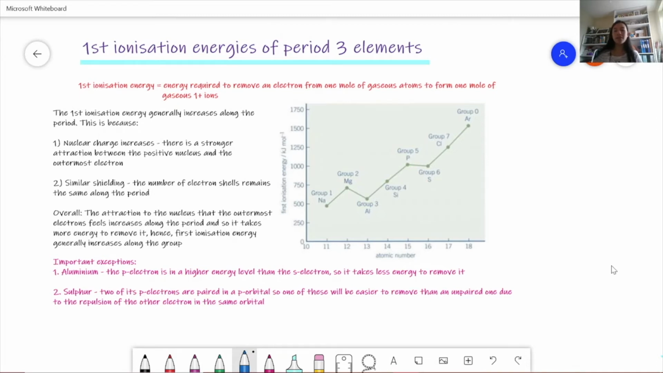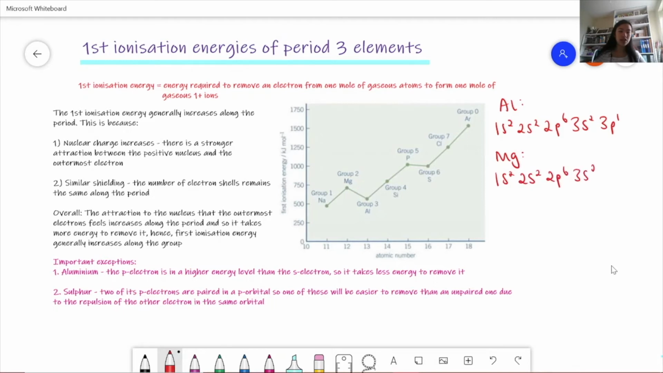So first we have aluminium. And this is because the p electron is in a higher energy level than the s electron, so it takes less energy to remove it. So if we have a look at the electron configuration of aluminium, we have 1s2, 2s2, 2p6, 3s2, and 3p1. And then the electron configuration for magnesium is 1s2, 2s2, 2p6, and 3s2. And so we see that this electron in the 3p1 is in a higher energy level compared to the electrons in the 3s.